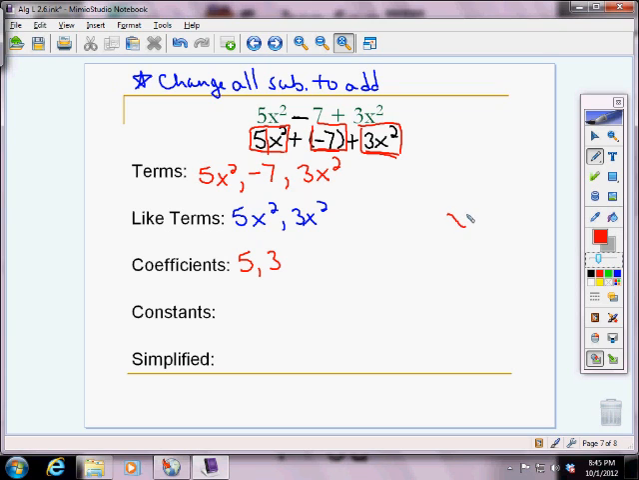If you had a simple variable like x, what would the coefficient be? Well, it'd just be 1, because 1's attached to it. Even though we don't write the 1, 1's there.